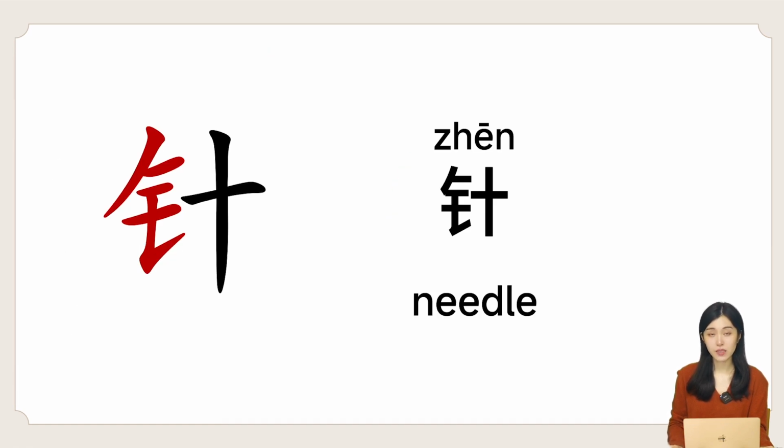针 means needle. Please read it after me. 针. A needle is usually made of metal, right? Now let's try to write it. First we write the radical.